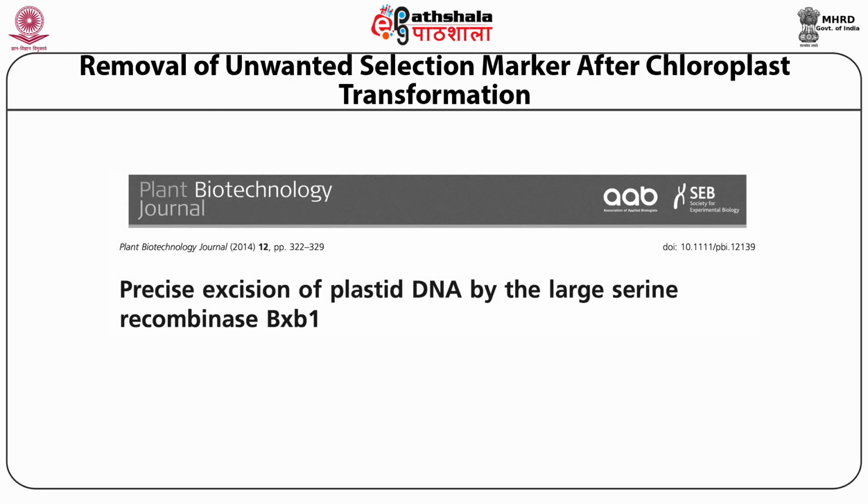Once you have done the chloroplast transformation, it is important that you take out the antibiotic selection marker, which may not be needed anymore. Here we have shown the strategy of how precise excision of plastid DNA can take place by these recombinase enzymes. This is the methodology we have reported, which students can look into in detail if they are interested in knowing how to remove the unwanted gene from the chloroplast.